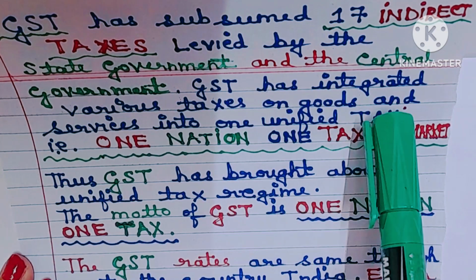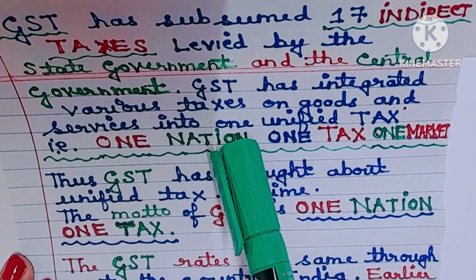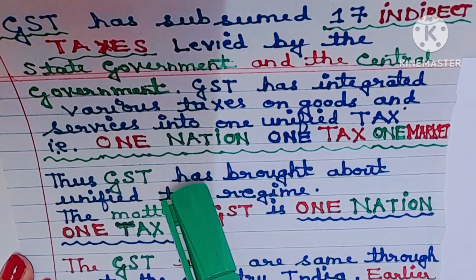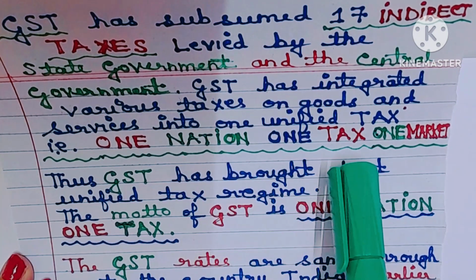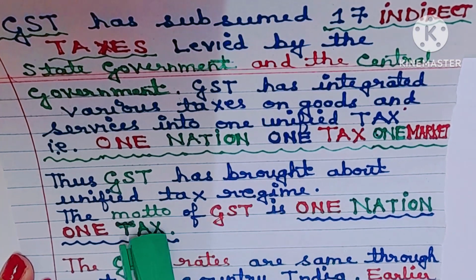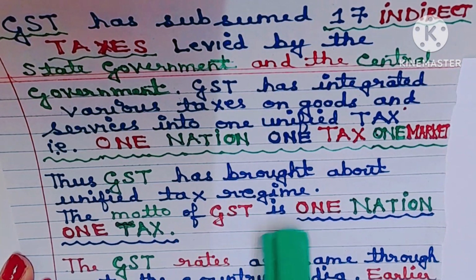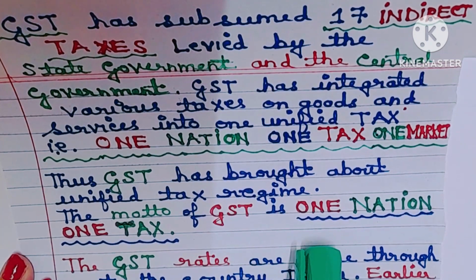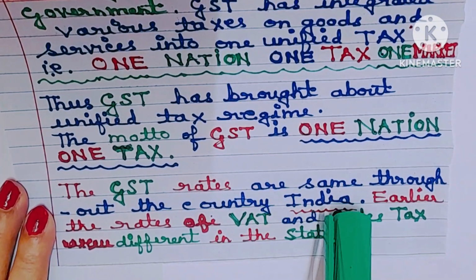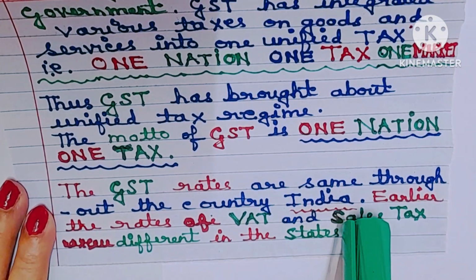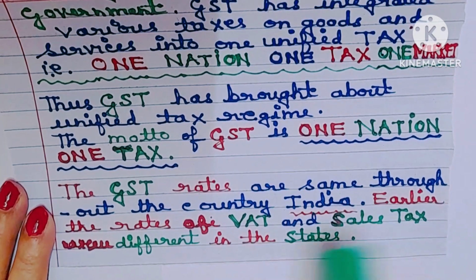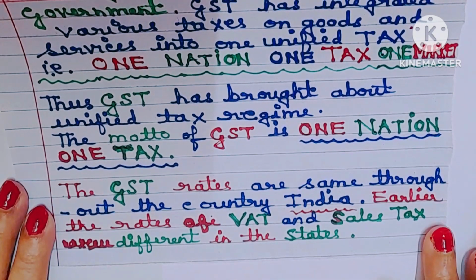GST has integrated various taxes on goods and services into one unified tax, that is one nation, one tax, one market. Thus, GST has brought about a unified tax regime. The motto of GST is One Nation, One Tax. The GST rates are same throughout the country, India. Earlier, the rates of VAT and sales tax were different in the states.